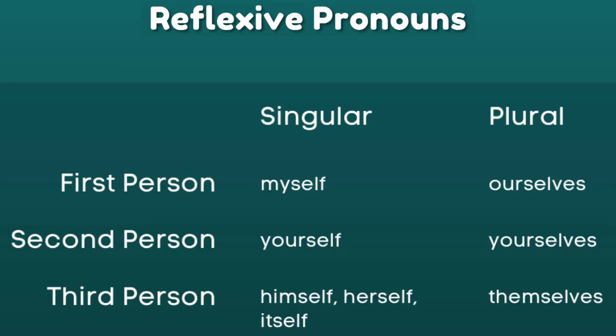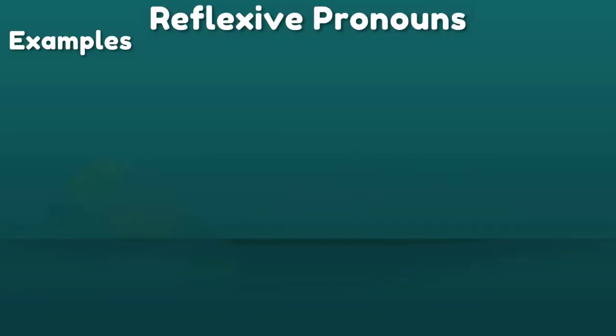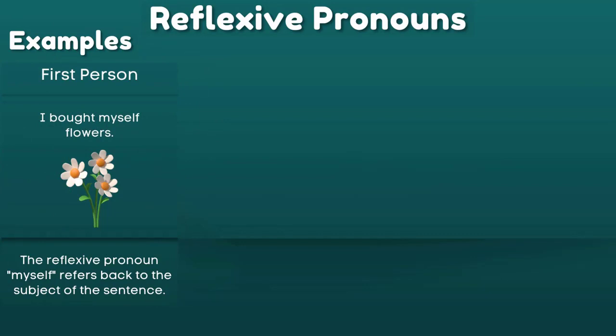Reflexive pronouns plural. First person, ourselves. Second person, yourselves. Third person, themselves. Reflexive pronouns examples. First person, I bought myself flowers. The reflexive pronoun, myself, refers back to the subject of the sentence.